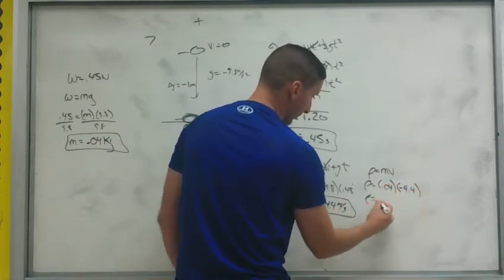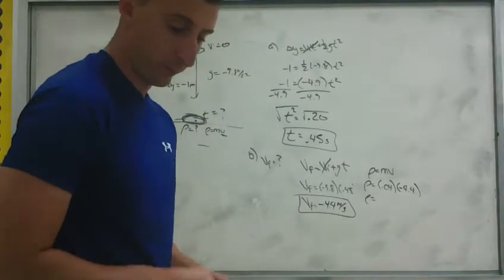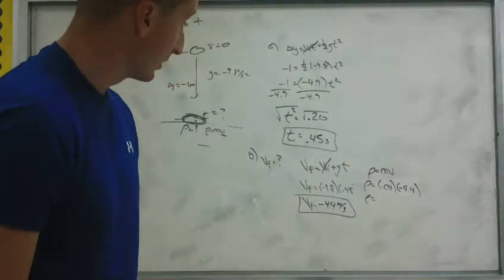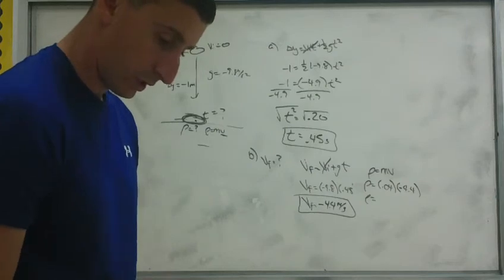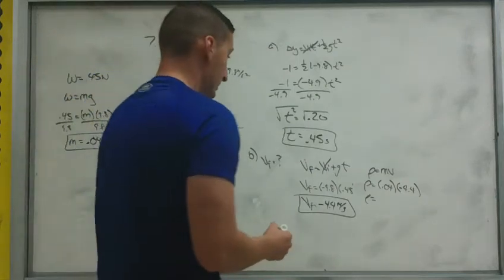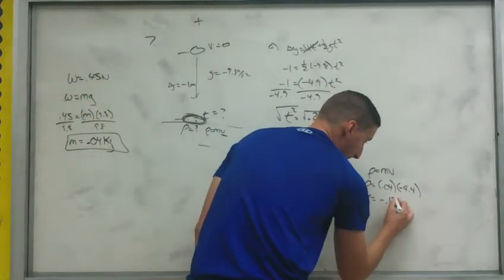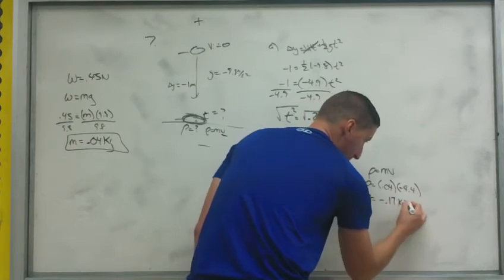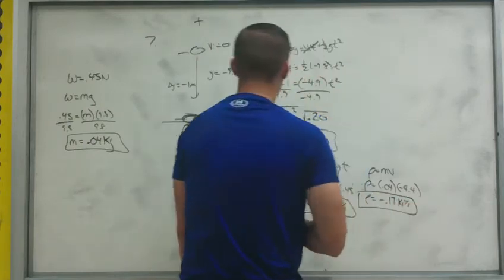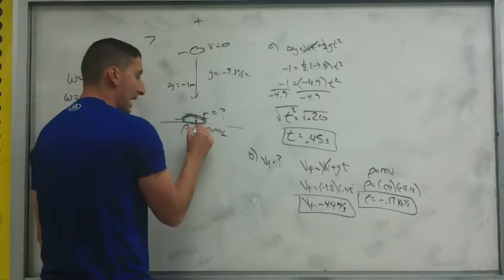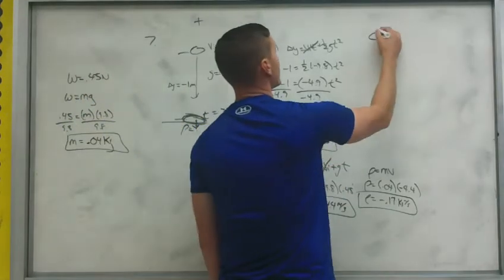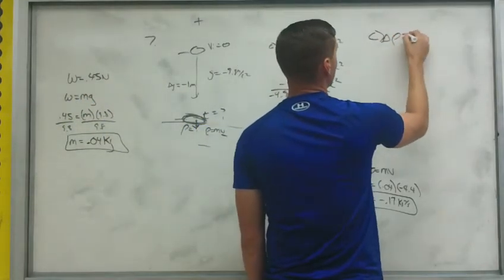Sorry, messed up numbers here. So I've got to do 0.04 times negative 4.4. I get negative 0.17 kilogram meter per second. All right. So yes, it should have a negative because it's going down here. So part C asks, what's the change in momentum?